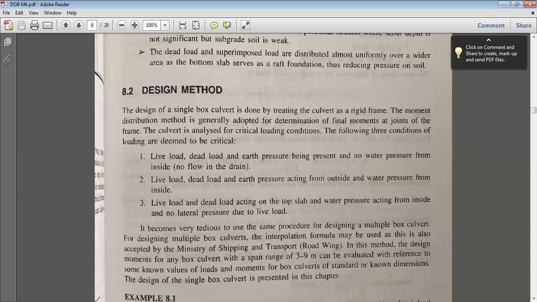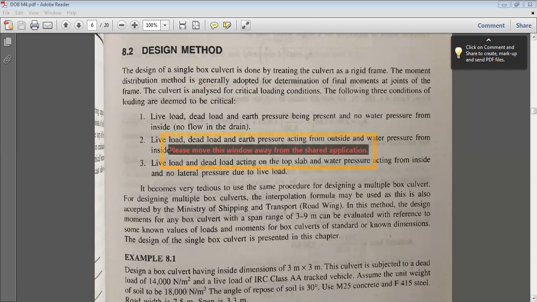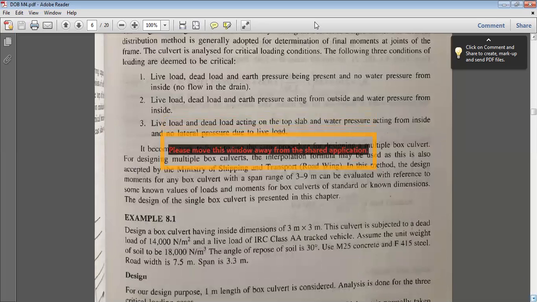In the next class, we will go for the design of box culvert. We will take up one example and we will solve it. Okay. Thank you.